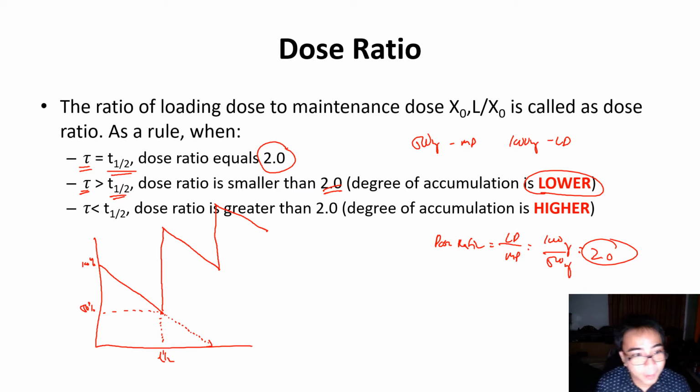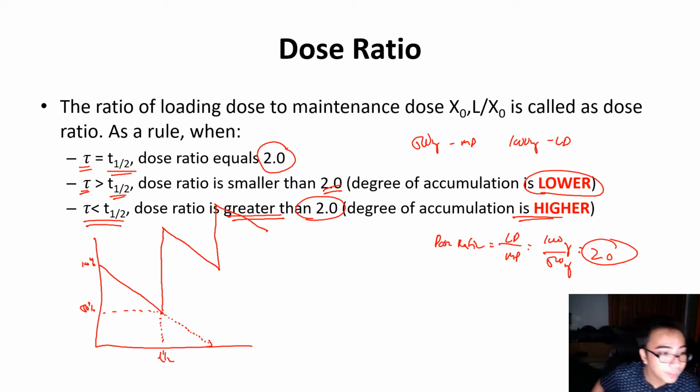Okay? Now, if the dosing interval is less than your half-life, ang tendency naman dyan, it's going to be greater than 2. So, therefore, it's going to cause a higher degree of accumulation. Okay? So, kumbaga, you're giving the drug kasi much quicker than, paano ba ito sabihin? Mas mabilis mong binibigay ang gamot kaysa sa capacity ng katawan mo na i-eliminate yon.